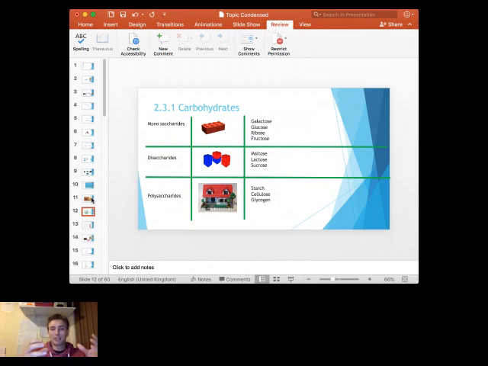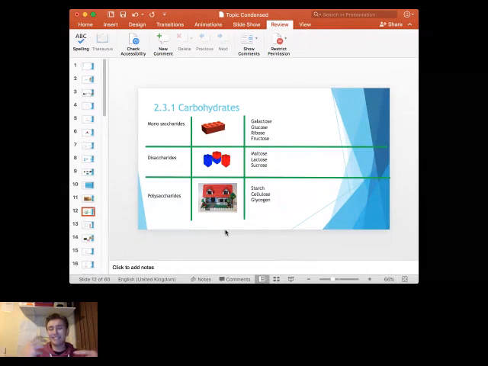A monosaccharide is just an individual Lego block all by itself, one individual unit of carbohydrate. A disaccharide, the "di" might give away, is when you combine two Lego blocks together to form a unit of two individual blocks. So two monosaccharides put together form a disaccharide. And then a polysaccharide is when you combine loads of different monosaccharides together to make a much more complex structure, such as this beautiful Lego house here.